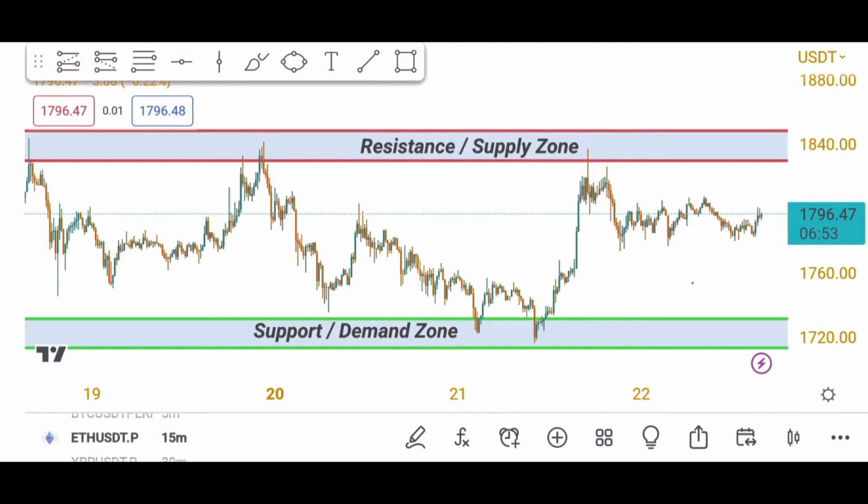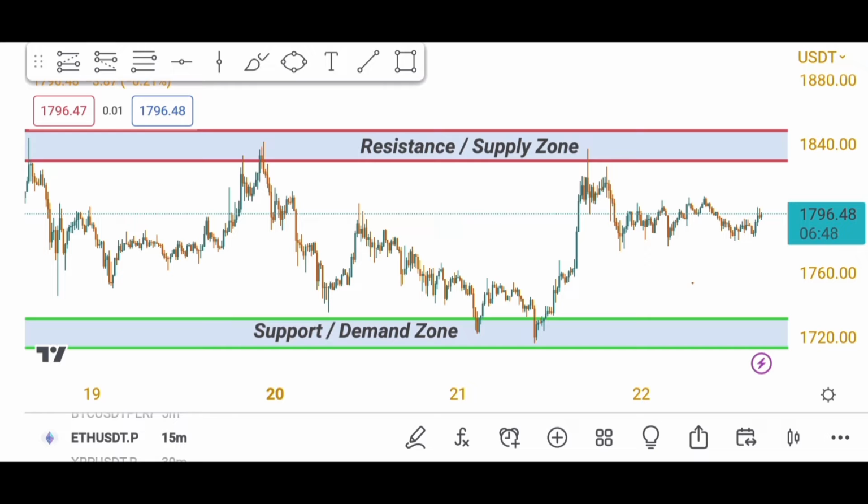Watch this video until the end, because just before the end of it, I'm going to tell you a really golden point which is going to be handy and becomes really useful in the future of your career as a trader. But what are support and resistance levels really?